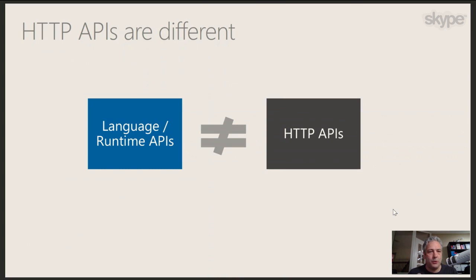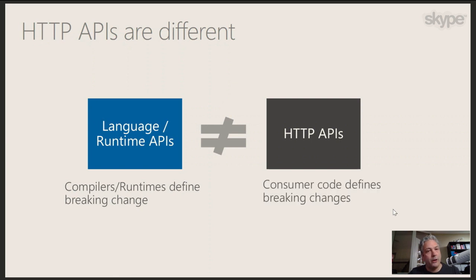So the challenge with change is that HTTP APIs deal with change differently than what most developers are used to, because we're used to dealing with libraries that we add references to, and NuGet packages that we pull down. And the problem with runtime and language is that the compilers and the runtimes define what is and isn't a breaking change. Whereas with an HTTP API, it is consumer code that defines what is a breaking change.